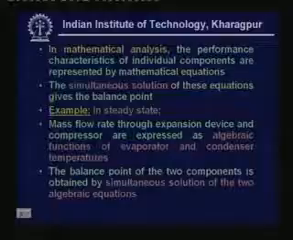So, in order to find the balance point, we have to simultaneously solve these two algebraic equations. At the balance point, as you know, the mass flow rate through the compressor is equal to the mass flow rate through the capillary. So that is the condition we have to apply to these two equations, and we have to find out the values of evaporator and condenser temperature at which this balance takes place. So that is the balance point, and this is the method of mathematical analysis.